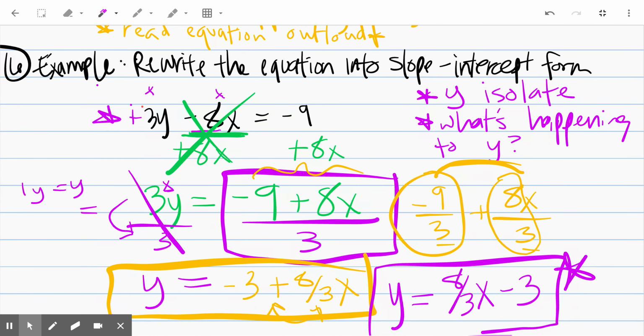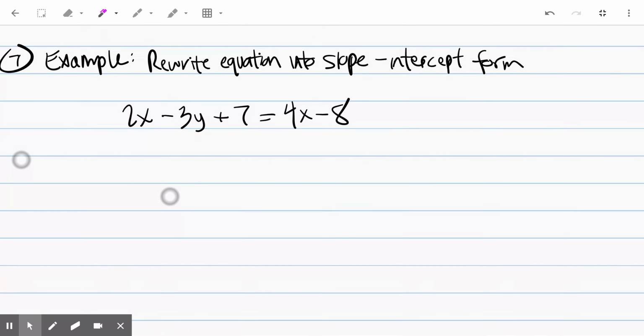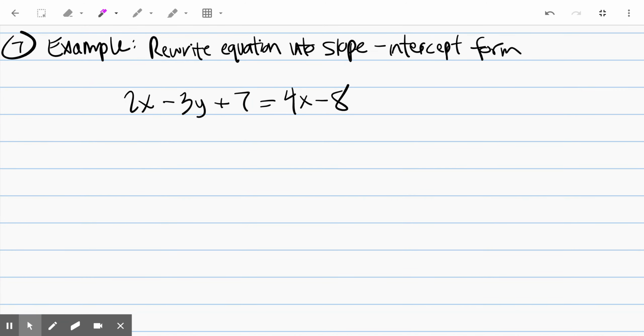Okay, I'm going to go over one more example. This one looks a little more hairy. Okay, so in this example, again, we're rewriting the equation into slope-intercept form, but we're starting out with something that looks a little different than our last one. Okay, so I'm going to highlight again our steps or our goals here. The goal is to isolate y on one side of the equation.